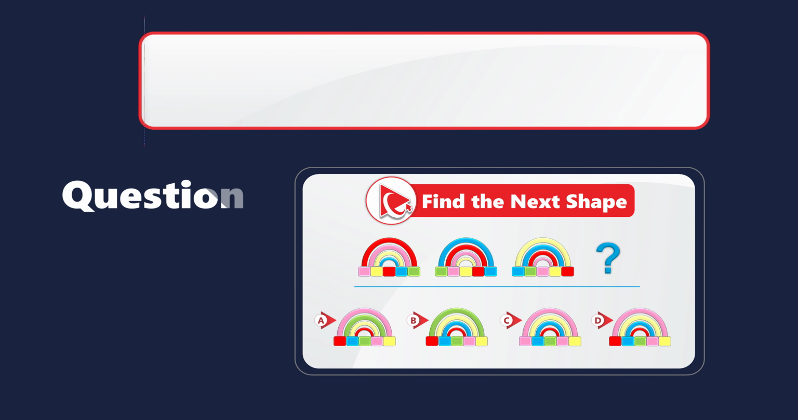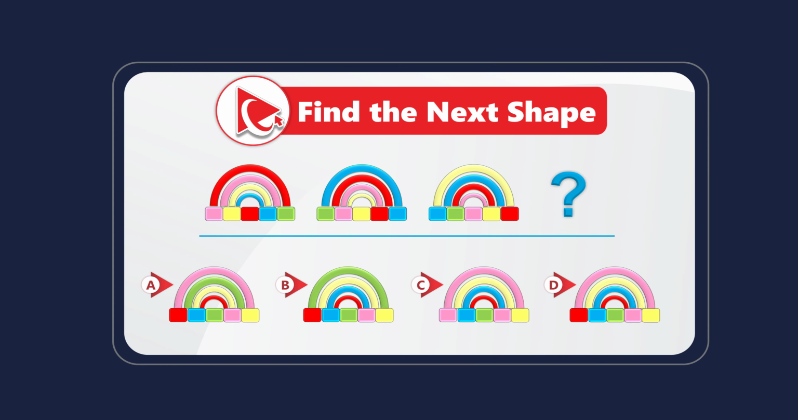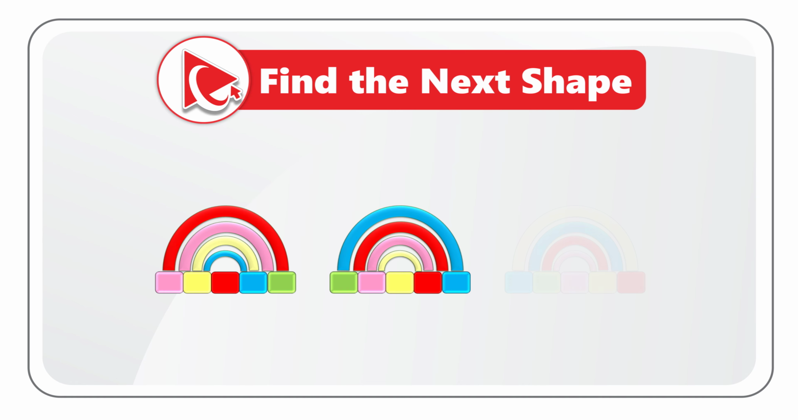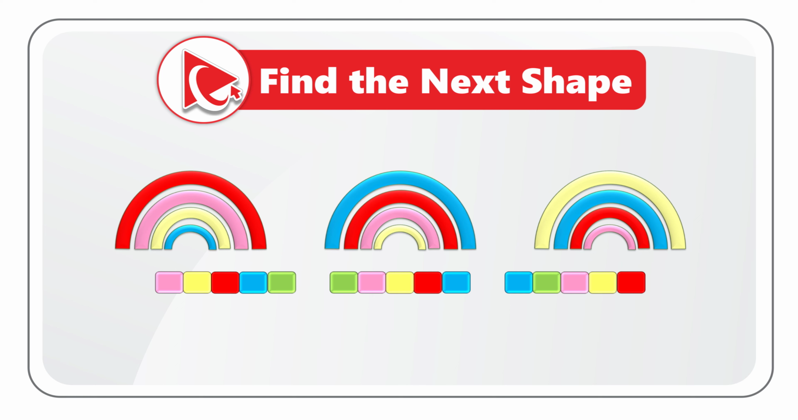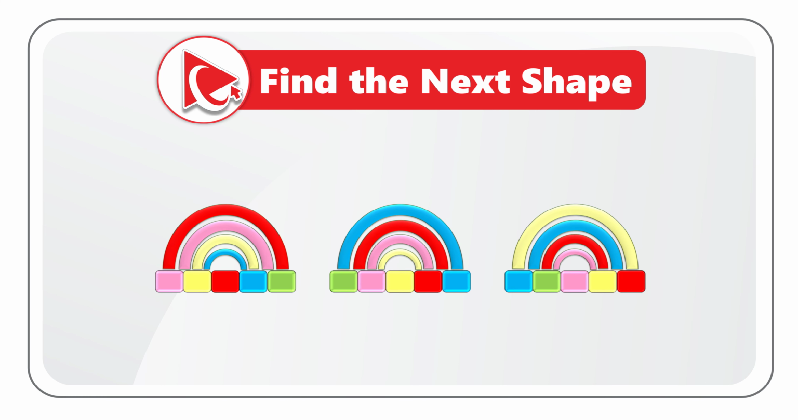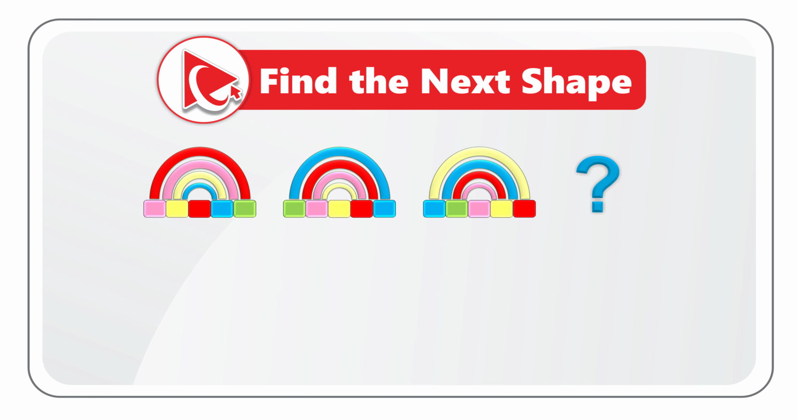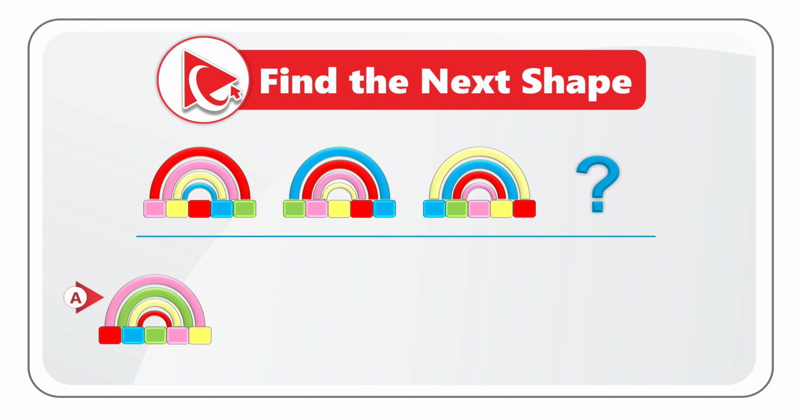Here's the very unusual question, which tests your analytical skills, pattern recognition skills, as well as spatial reasoning. You're presented with 3 very unusual shapes. You have a rainbow consisting of 4 sections on the top, and then 5 squares at the bottom of this shape. Each shape has a unique set of different colors. You need to detect the pattern, and based on that, recognize shape number 4 out of 4 possible choices. Choices A, B, C, and D.